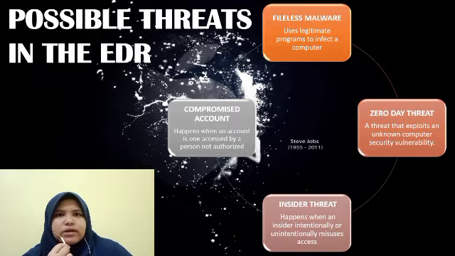Thirdly, an insider threat happens when an insider intentionally or unintentionally misuses access to negatively affect the confidentiality, integrity, or availability of the organization's critical information or system. And lastly, a compromised account happens when an account is accessed by a person not authorized to use it, gained through phishing, malware, weak passwords, and unsecured networks.